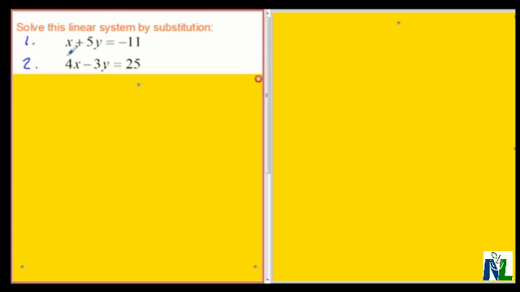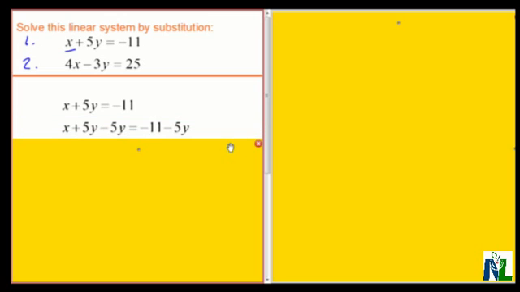The first thing I notice here is that in equation 1, the coefficient of the x term is 1. So I'm going to start off by choosing equation 1 and solving for x. I want to get x by itself on the left-hand side, so I'm going to subtract 5y from the left-hand side. But if I subtract 5y from the left-hand side, then I must also subtract 5y from the right-hand side.